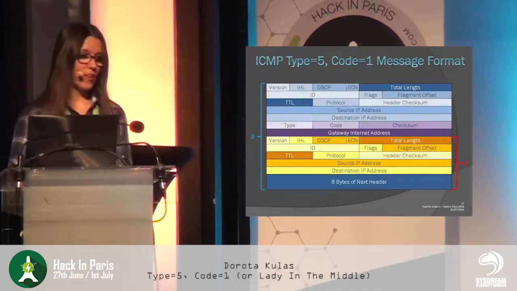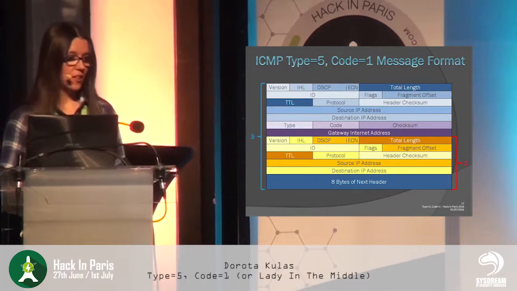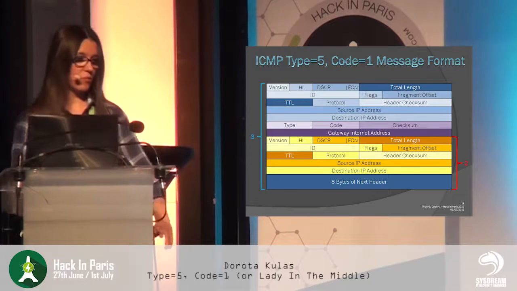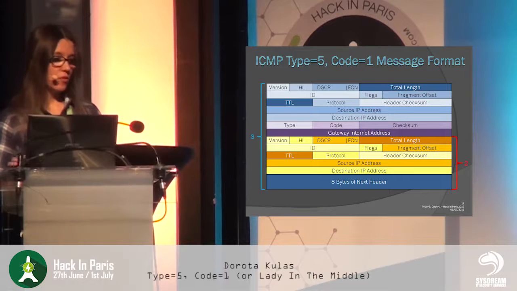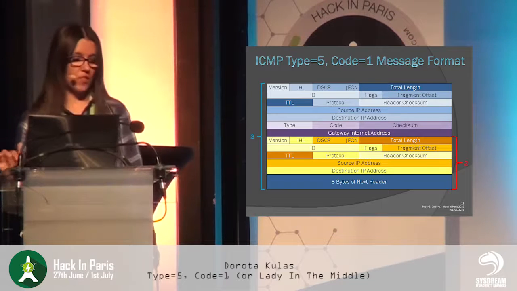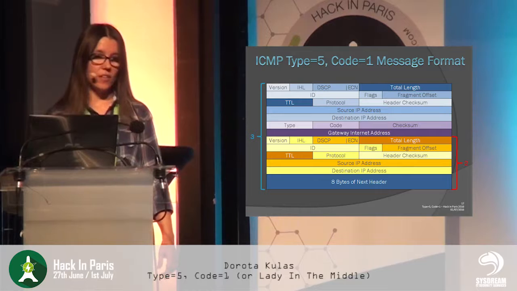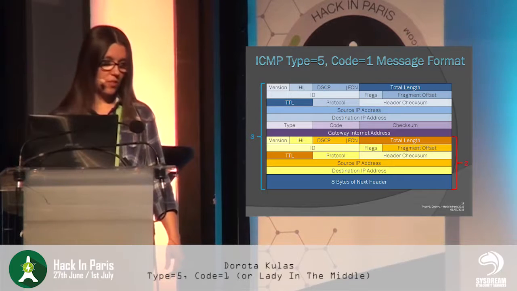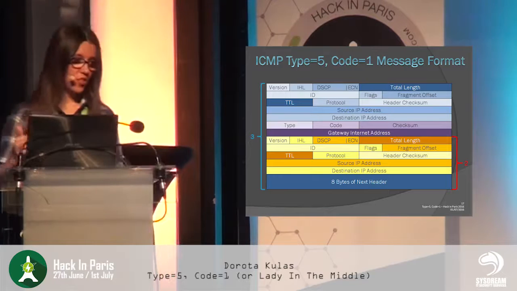This is the full ICMP Type 5 Code 1 message format, and this is the message, datagram number 3 in our previous slide. And on the right you can see message 2. This is a part of the header of the message that would be sent from the user to the server in response to our message number 1.